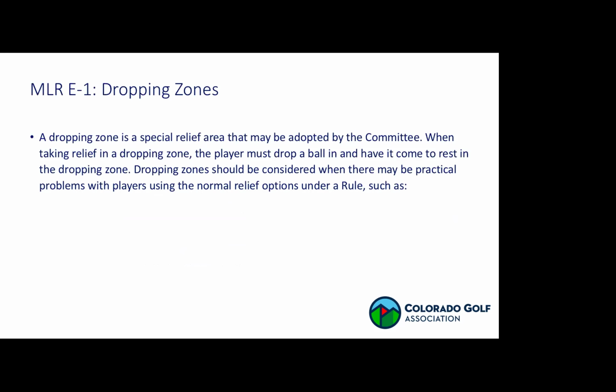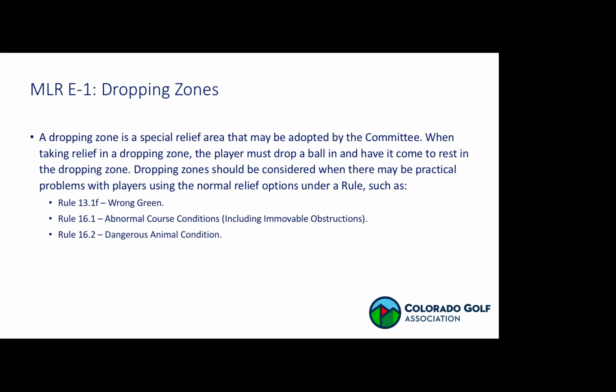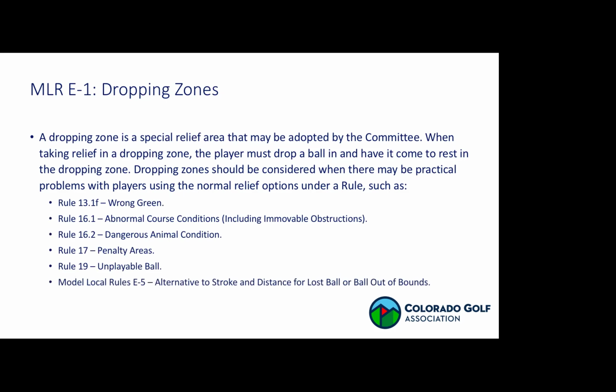So moving on, very similar to what we talked about earlier, we're going to be making more relief areas with dropping zones. You often see these around the course, maybe on the PGA Tour on TV. You'll see white circles on the ground, which have been defined by the committee to be a dropping zone for that hole. And these could be not only for penalty areas, but also used in relief options for wrong greens, abnormal course conditions, dangerous animal conditions perhaps, penalty areas like we said, and unplayable ball. And again, you're talking about more alternatives to stroke and distance.